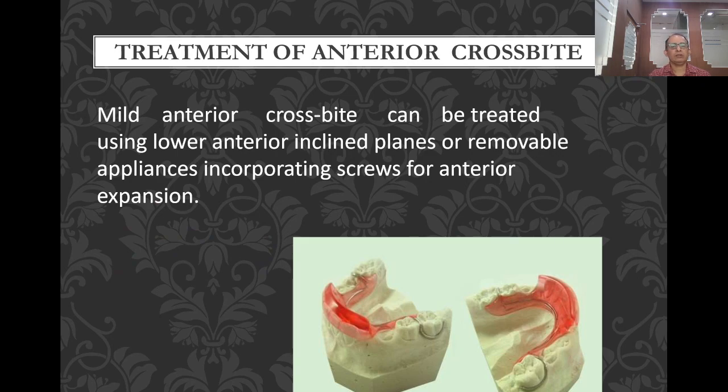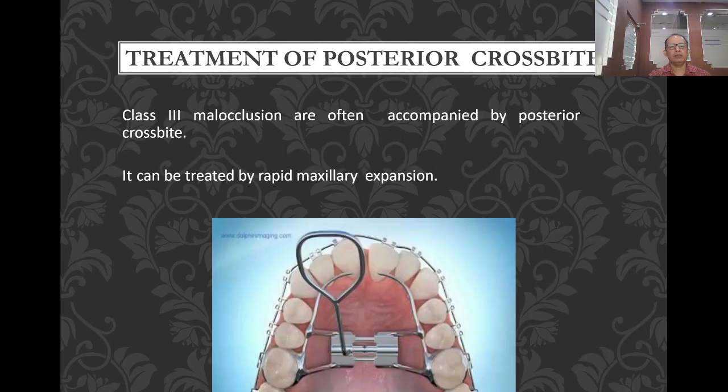Treatment of anterior crossbite. Mild anterior crossbite can be treated using lower anterior inclined planes or removable appliances incorporating screws for the anterior expansion. And for posterior crossbite, you can use rapid maxillary expansion.